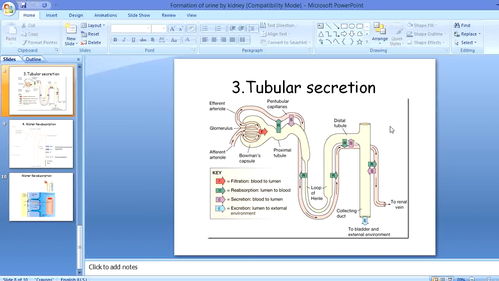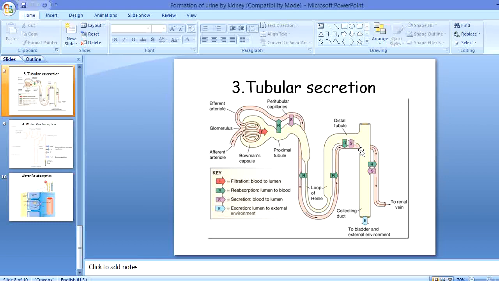In tubular reabsorption, the solvent and solute are reabsorbed from the tubule to the bloodstream, while in tubular secretion, substances are transferred from the bloodstream to the tubule. The reabsorption and tubular secretion mainly take place in the distal convoluted tubule. In the distal convoluted tubule, the tubular secretion takes place.